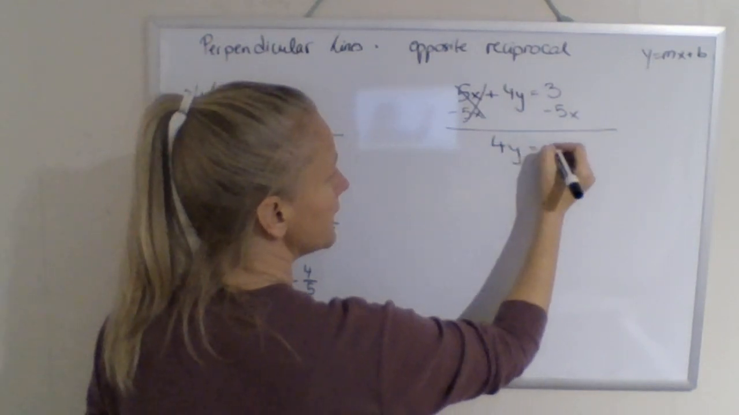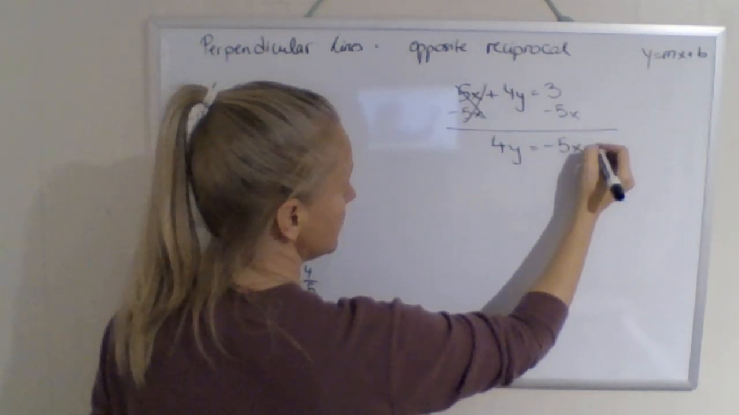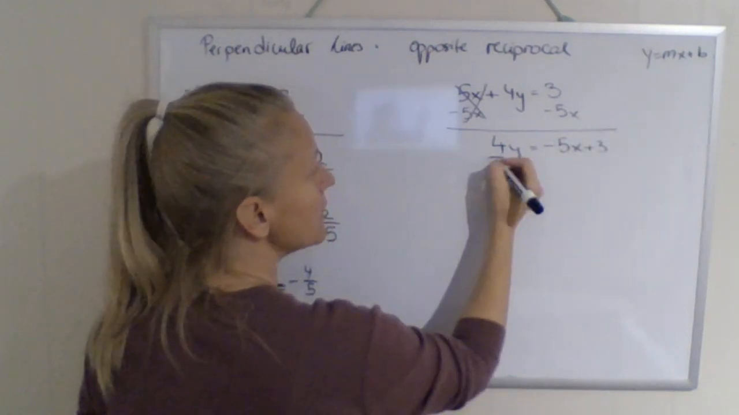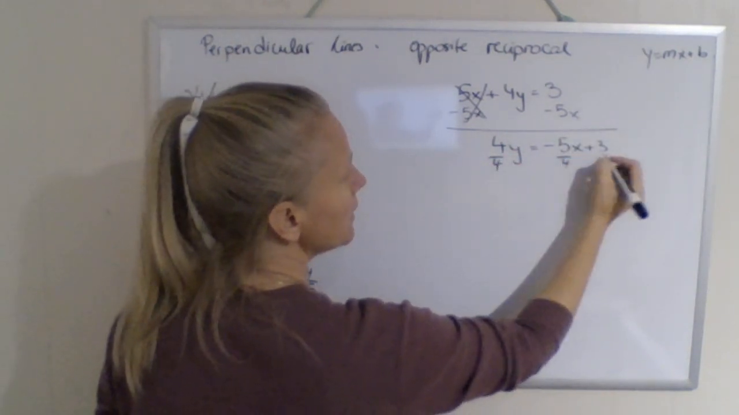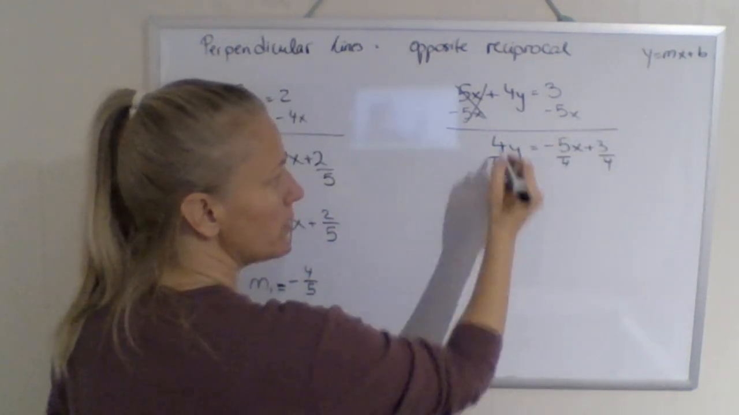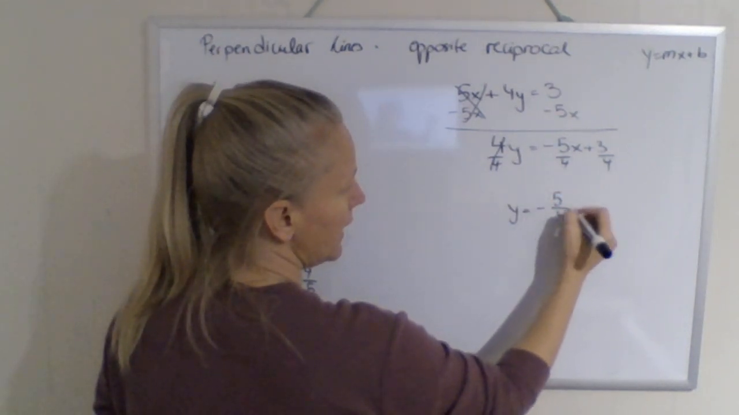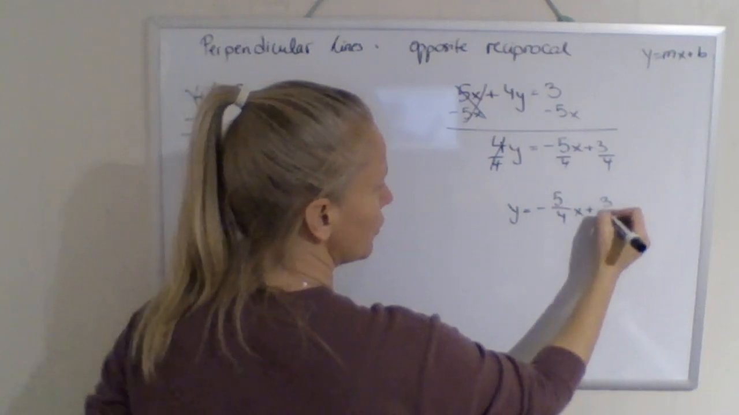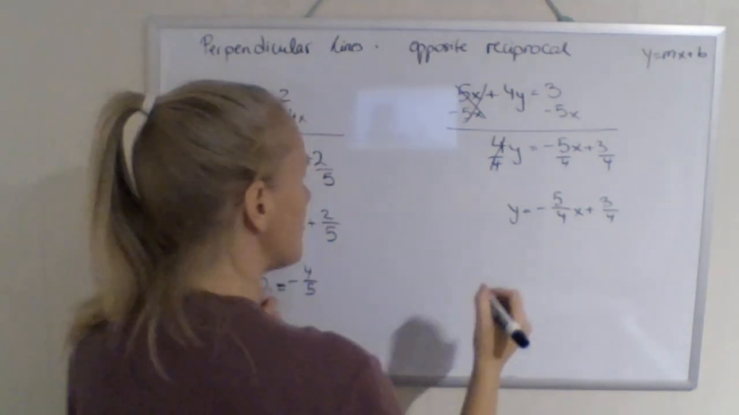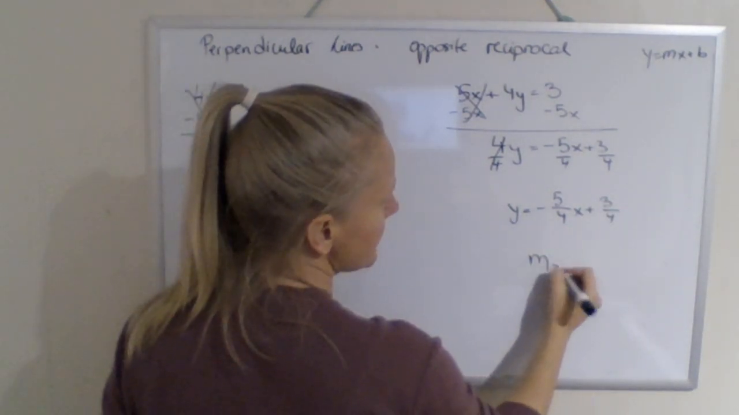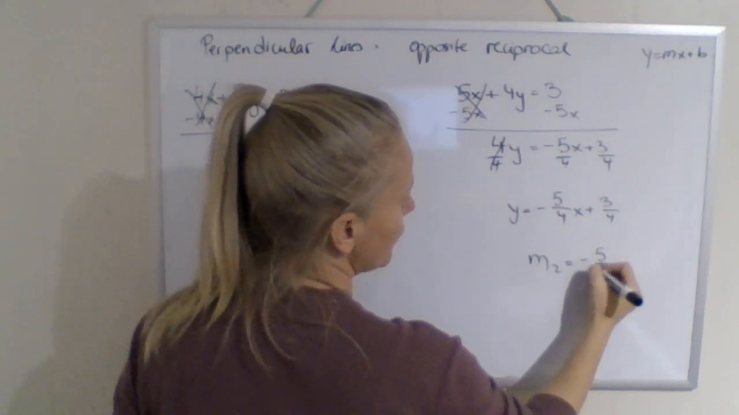4y equals negative 5x plus 3. That comes first. Then I divide the 4 out in each place separately. Y equals negative 5 over 4x plus 3 over 4. Which means my second slope is negative 5 over 4.